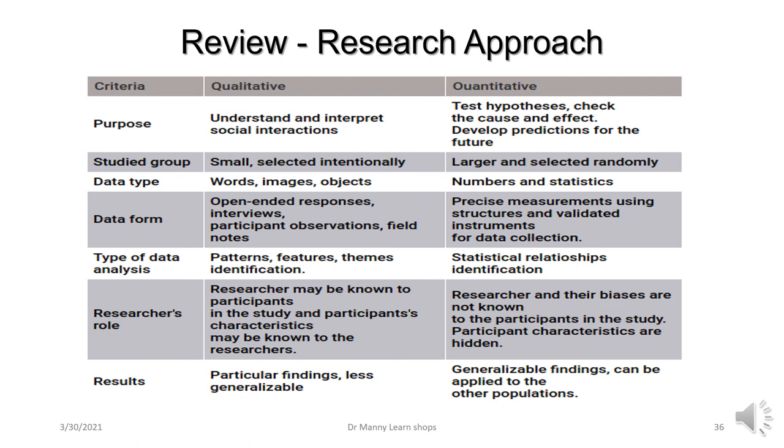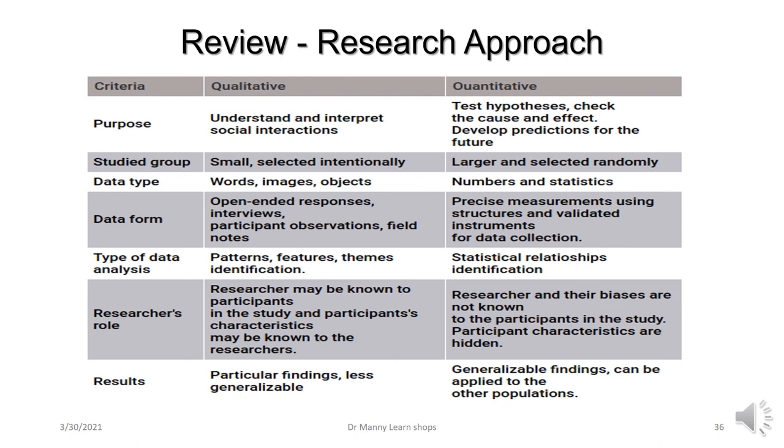So let's review the research process. You've got essentially qualitative and quantitative. So let's look at the purpose, the criteria. The purpose of qualitative research is to understand and interpret social interactions. The quantitative is to test a hypothesis, to check the cause and effect, to develop predictions for the future.